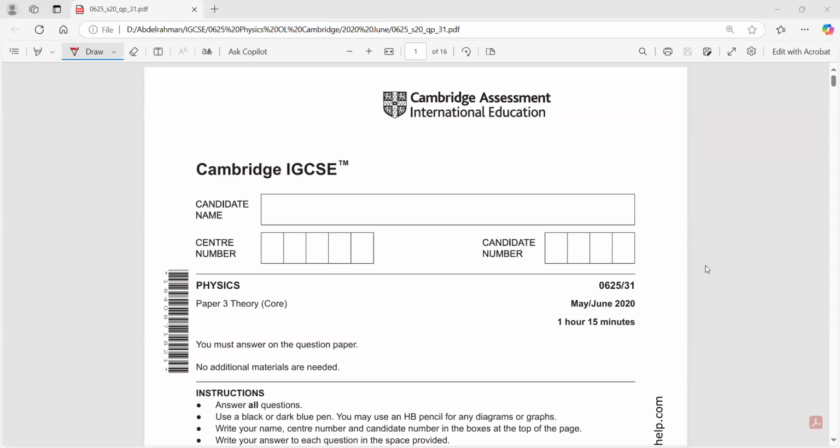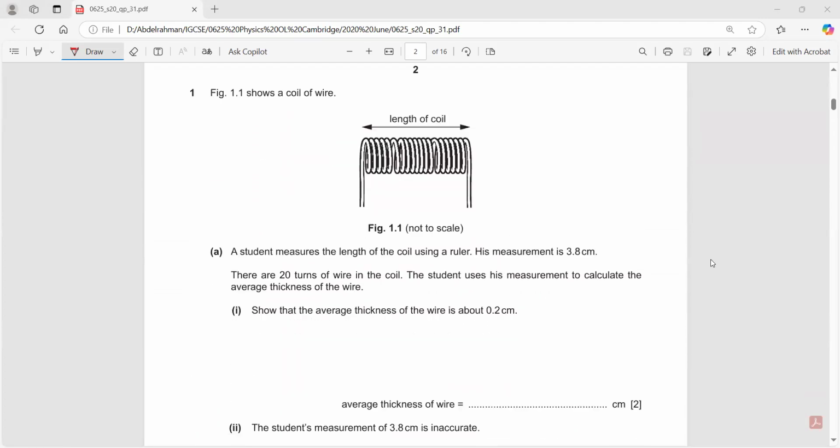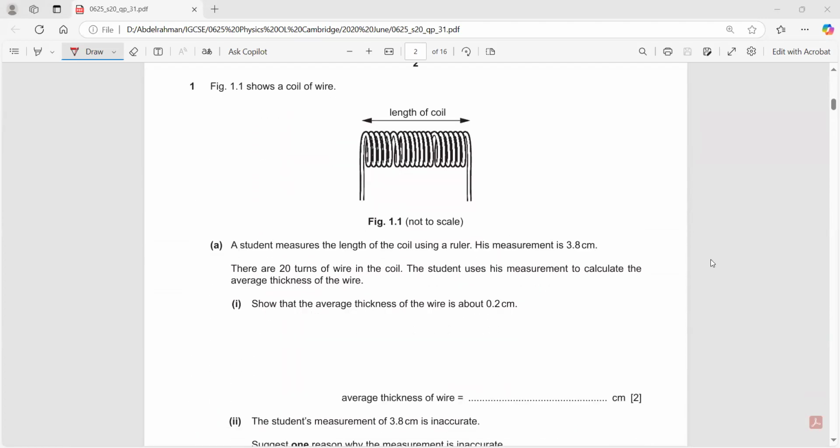Okay. May June 2020 paper 3 variant 1. Question 1. A student measures the length of the coil using a ruler. His measurement is 3.8 centimeters. There are 20 turns of wire in the coil.